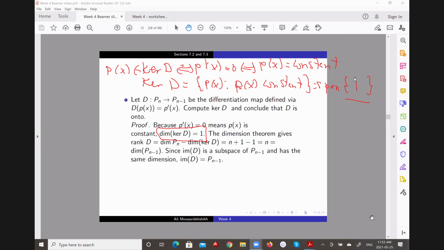So this is where the dimension theorem can be used to very easily conclude that a map is onto, because you know that the image of the map sits inside your codomain. So if you can show their dimensions are the same, you've proven that the two actually are equal to each other, that is, the image is equal to the codomain, and hence it is onto.